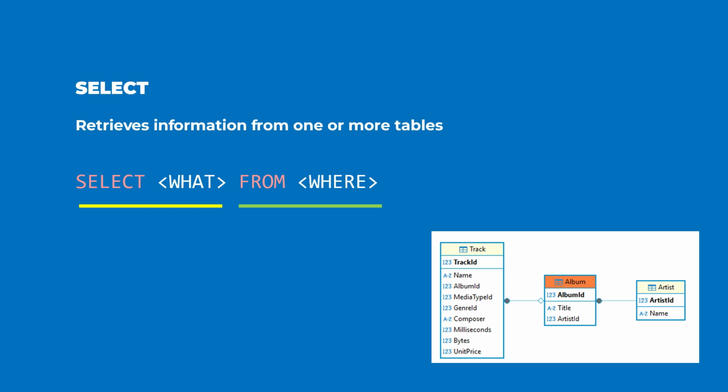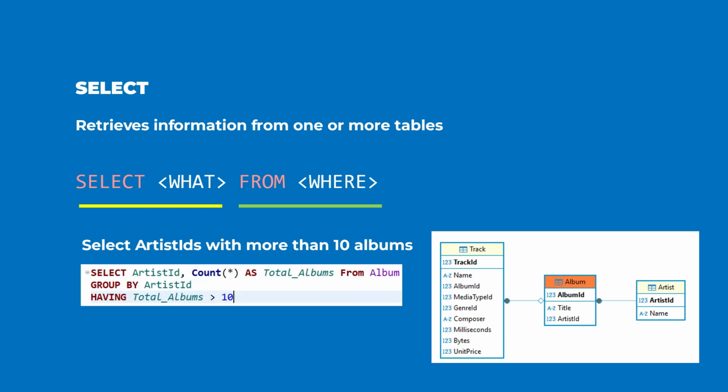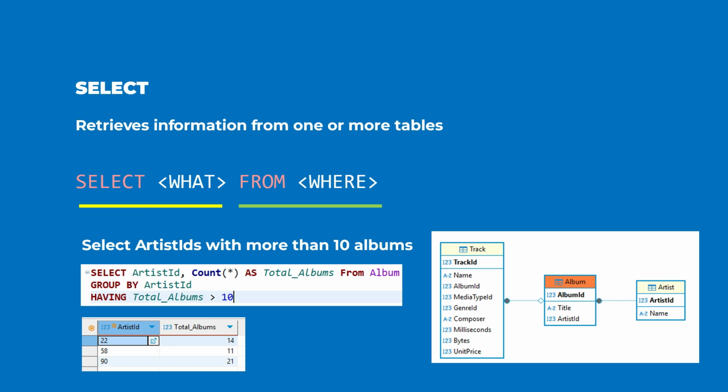Now we can also rephrase the previous task as select artist IDs with more than 10 albums. For this, we use the same statement as before, except we replace order by with having keyword and specify the condition that is total albums must be greater than 10. And we can see only 3 artists have more than 10 albums.